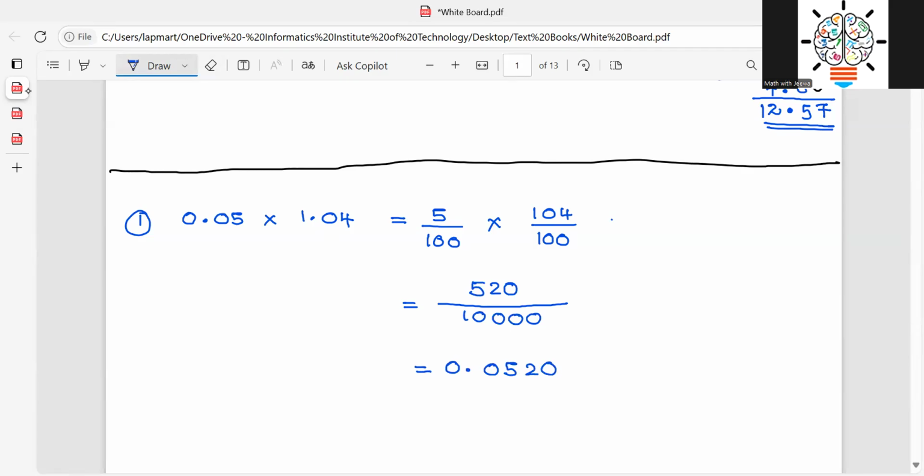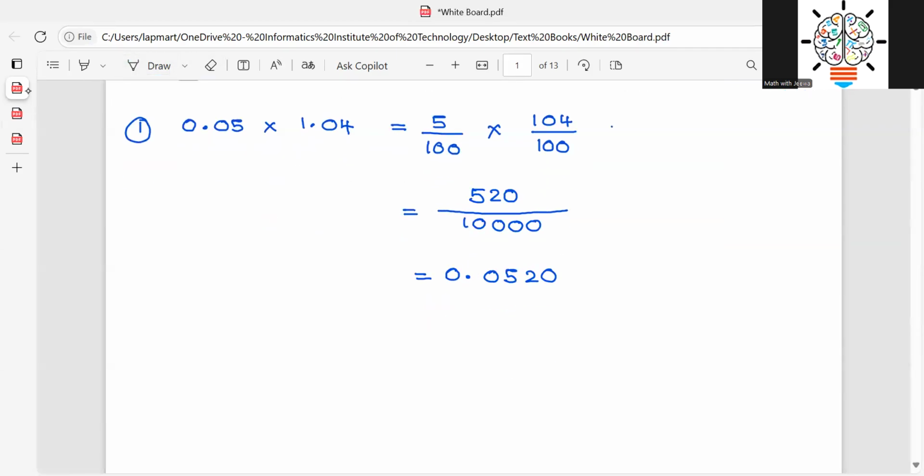So first you write everything as fractions and you just multiply them. 5 times 104 is 520. 100 times 100 is 10,000. 520 divided by 10,000 is 0.0520. You can conclude the answer as 0.052. There's no point in writing the whole thing, because we know that zeros at the end have no value. So you can write 0.052.